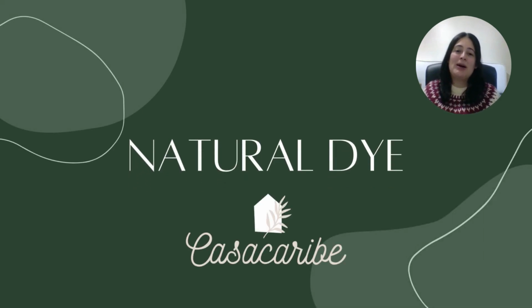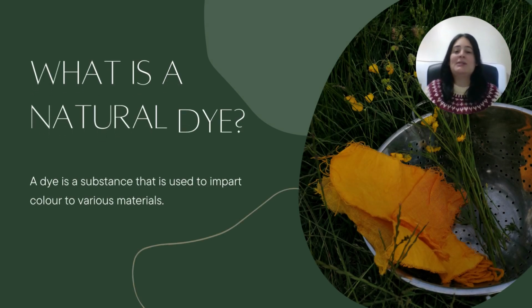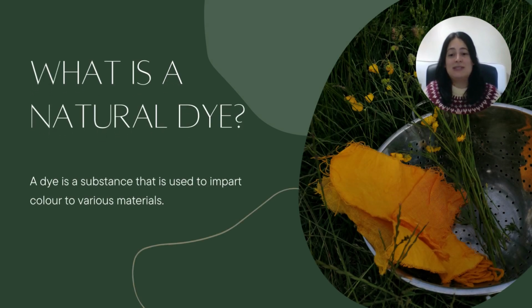Here we're going to talk about the basics of natural dyes. So what is a natural dye? To understand what a natural dye is, we first need to understand what a dye is. A dye is a substance that is used to impart color to various materials. These materials can be textile or paper, for example.